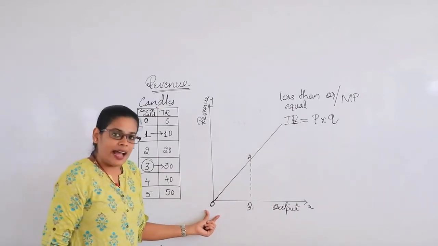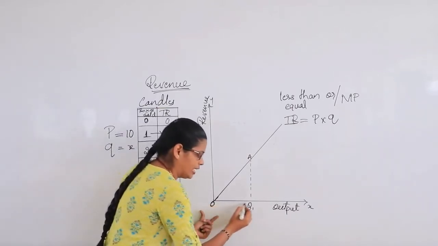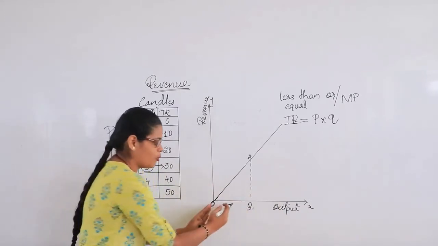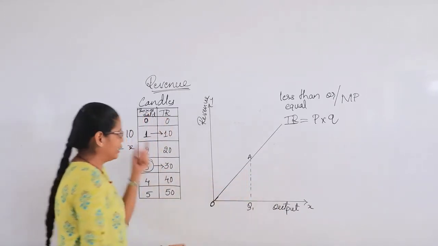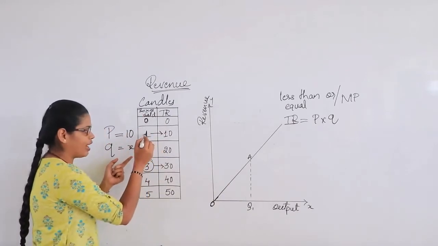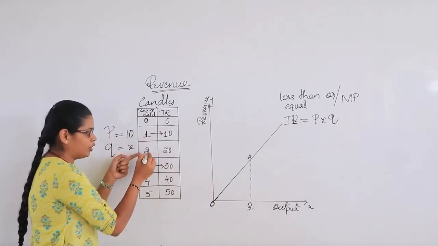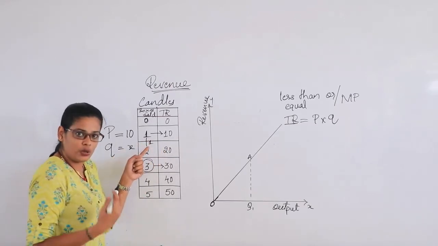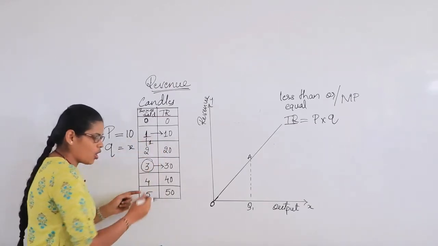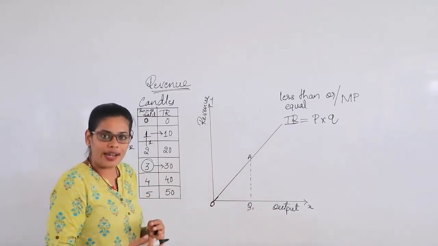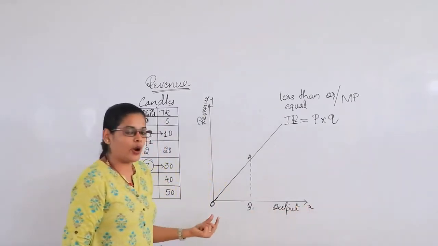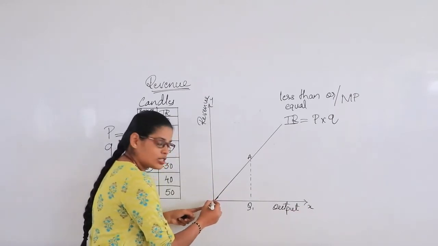Second point is that as you go on increasing the quantity or the output from one to another, here also you can see that you have increased from 1 to 2. Here you have increased 1 more unit, right? So as you go on, you have increased 1 unit. So if you start increasing the output, then what happens to the total revenue curve?